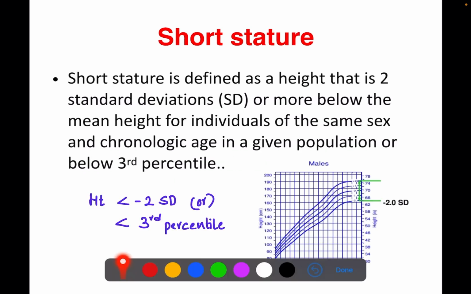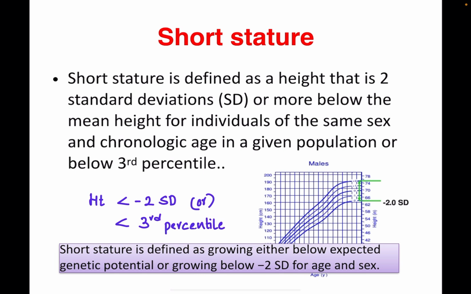Short stature is defined as a height that is 2 standard deviations or below the mean height for individuals of the same gender and chronological age in a given population, or third percentile. It is less than -2 standard deviation or third percentile. This is what Nelson says. Short stature is defined as growing either below the expected genetic potential or growing below -2 standard deviation for age and gender in a given population.